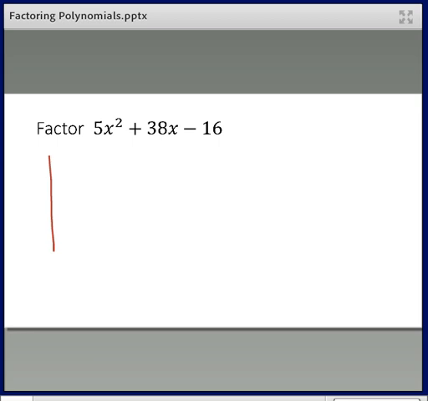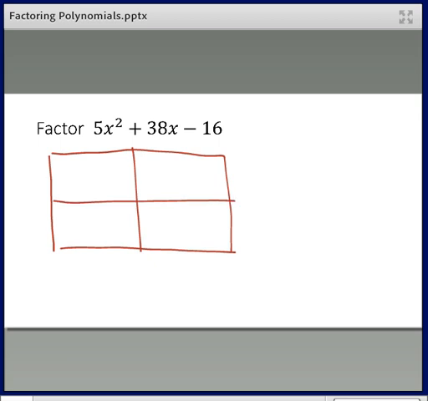So again, I'm trying to build my factors, so I'm going to use a box for this. I like my box. Some teachers don't like my box. I like it. If you don't like it, I can show you another method. So remember, this goes in the first box. This goes in that box.